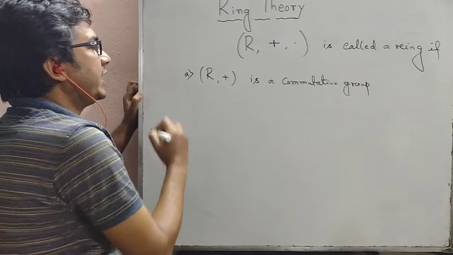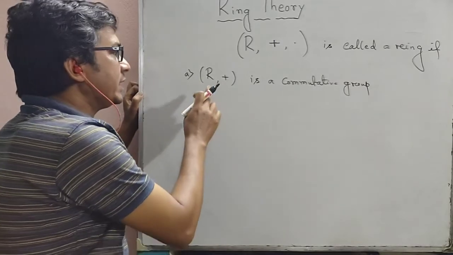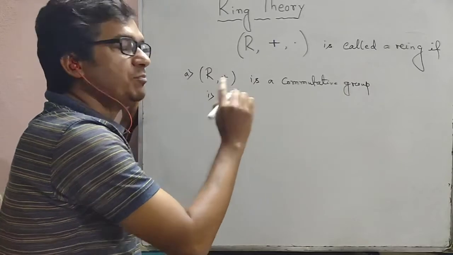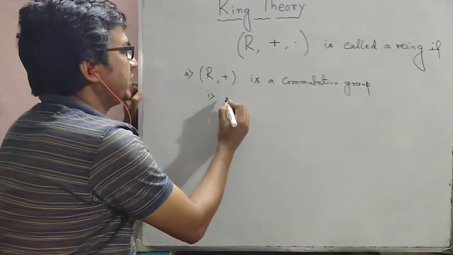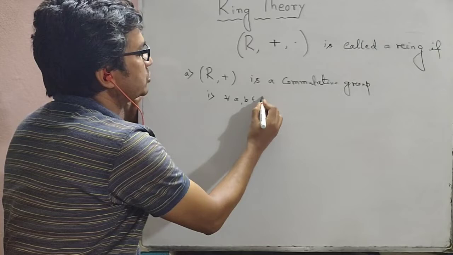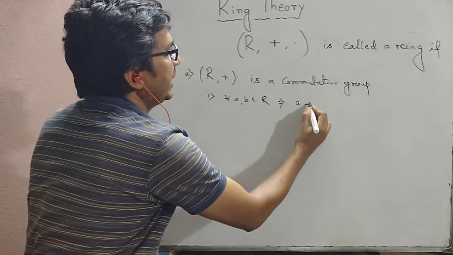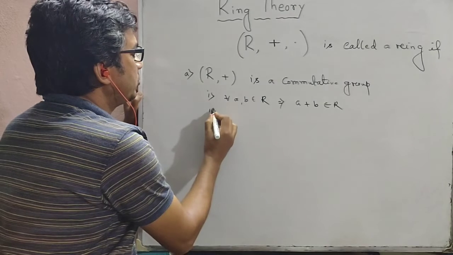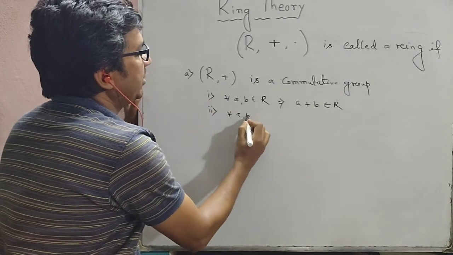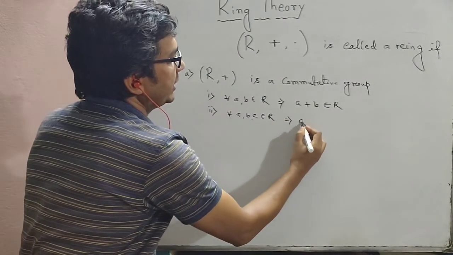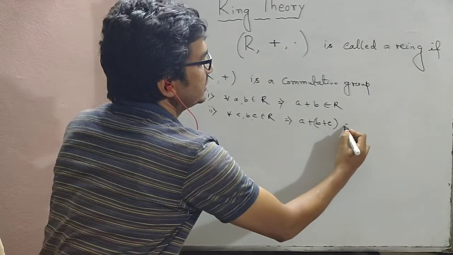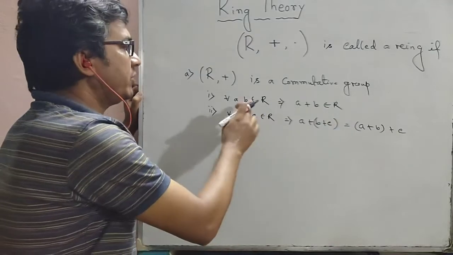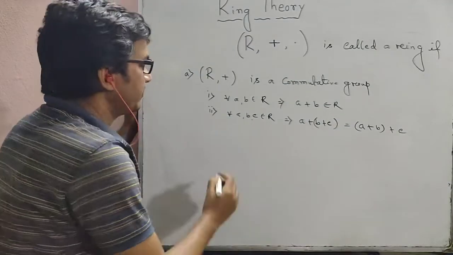This is A. So here are 5 properties. First property, for all A, B belongs to R imply A plus B belongs to R. Property 2, for all A, B, C belongs to R imply A plus B plus C equals A plus B plus C. Associative. First property is closure property.